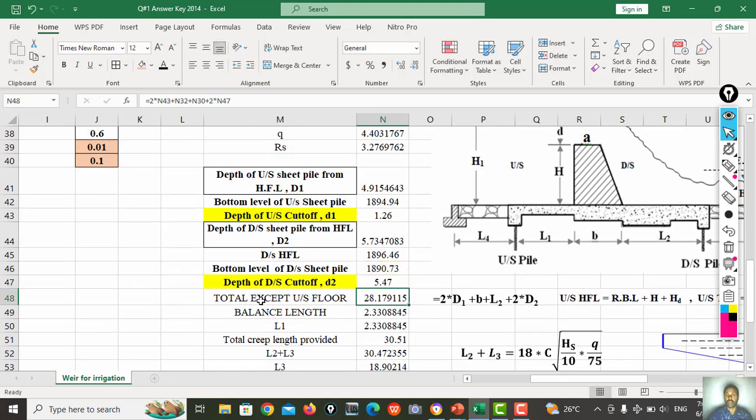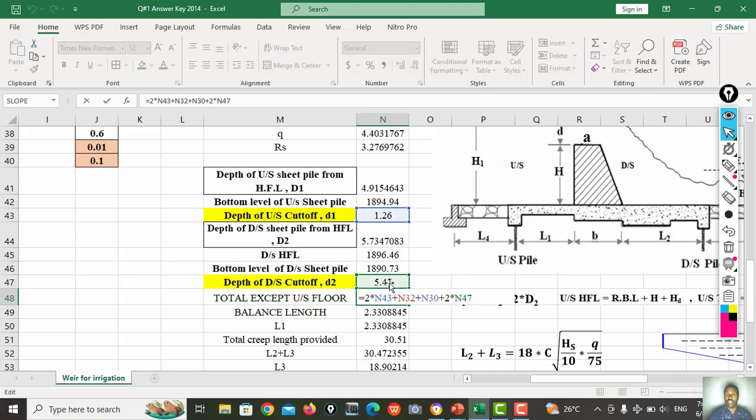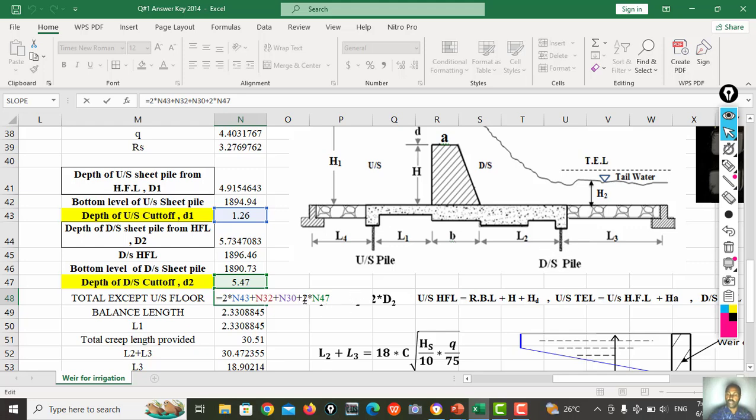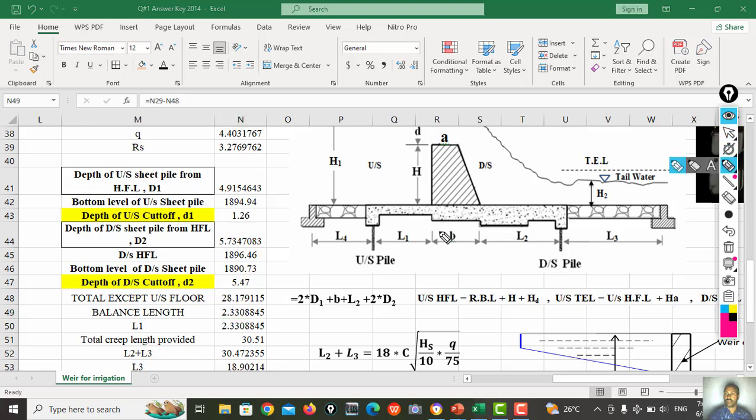Then the total floor dimension except the upstream floor: you just have 2 times D1, which is this one, plus this one, except the upstream floor, B plus L2, then plus 2 times D1, 2 times D2. So clear? So just you have, this is D1, and this is D2. So both ways it will go like this. The seeping water is like this, so it will go like this.